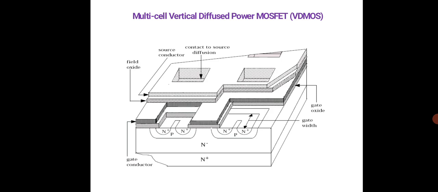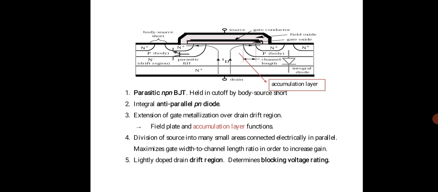You can see here the gate width is represented, gate oxide is represented, then there will be the source. So this is the structure. You can see here the NPN structure, N plus and P, N plus. Similarly there will be two layers, which are N minus and N plus. These are the points to be considered in the construction aspect.